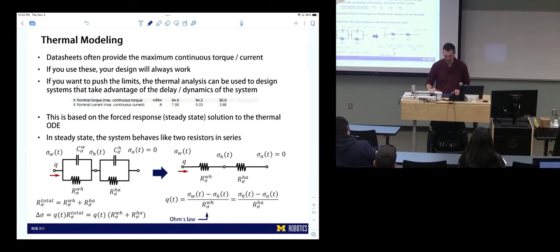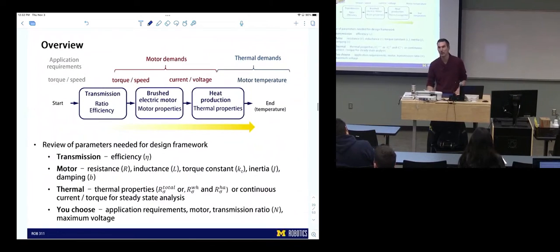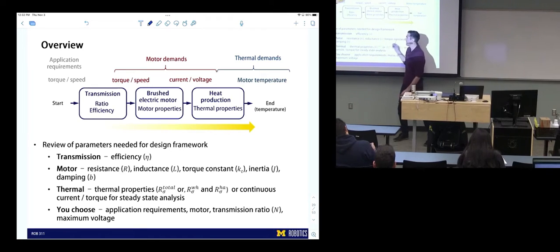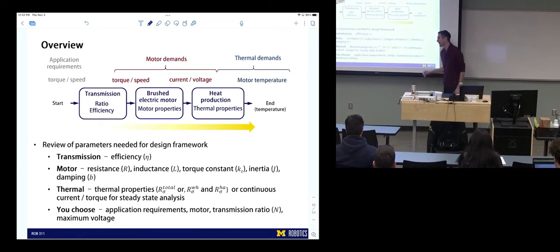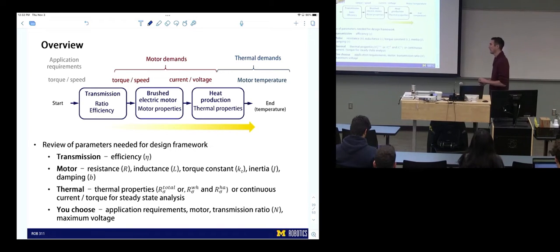Good. Okay, so this is where we started to end the specking part. These are the things that you need: you need to get transmission ratio and efficiency. You need motor parameters and thermal properties, and then you're going to choose the motor, transmission ratio, and maximum voltage or current. That's what you choose as the robot builder. Cool?